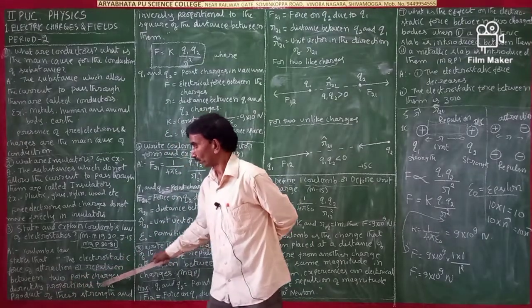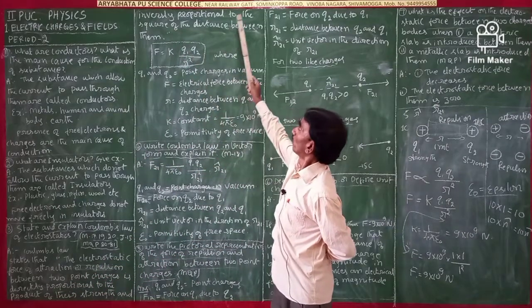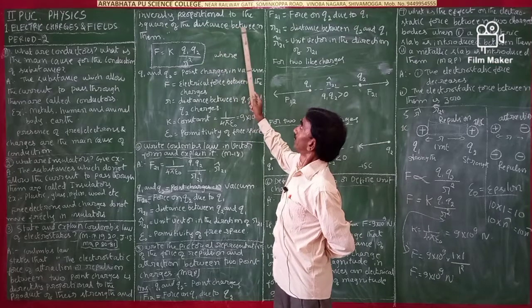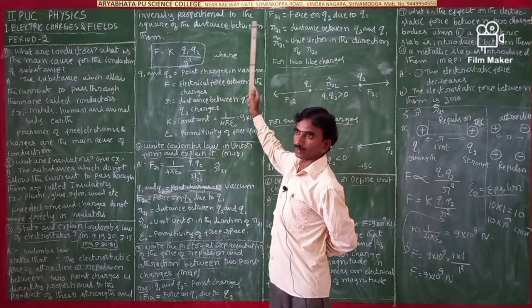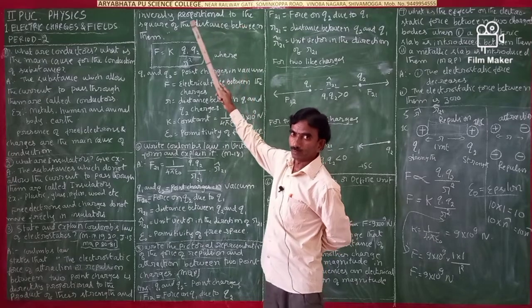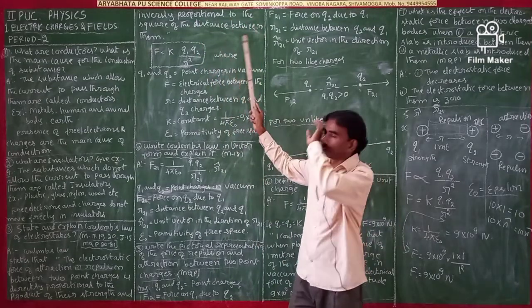Directly proportional to the product of their strength and inversely proportional to the square of the distance between them.